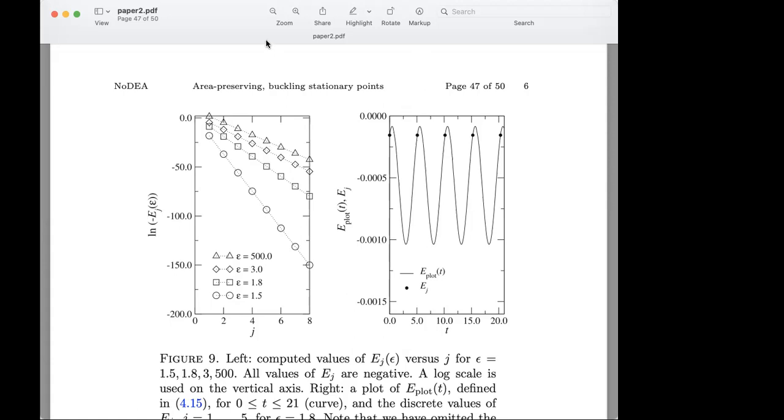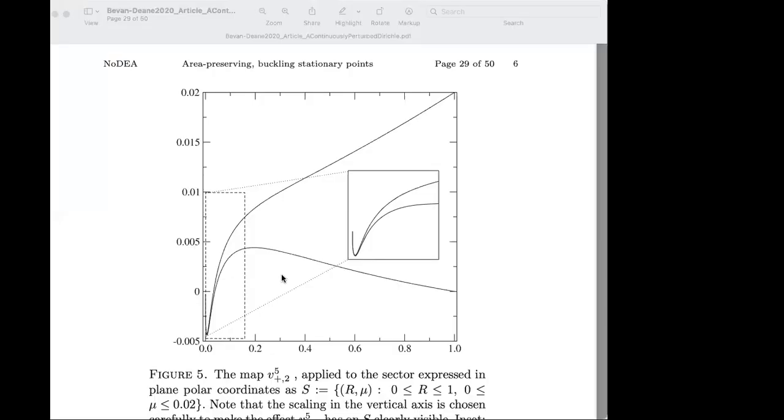And now I'll just show you a quick picture of what the buckling actually looks like. So you should now be able to see figure 5, and it's a plot of the effect of the map V5 plus comma 2 applied to a sector. And what goes on is that there are 2 buckles now. That's the point of the 2 there in the definition of the map.